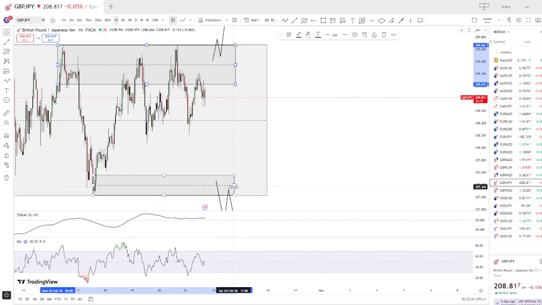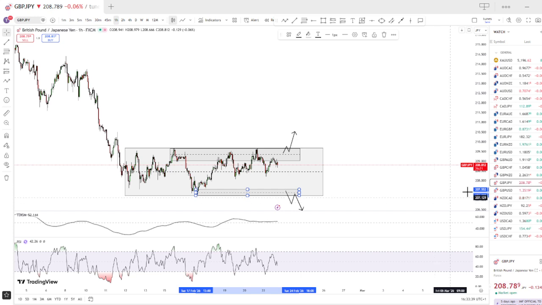So if I get to see reactions when price gets here, then definitely I might watch out for the buy. But if that gets invalidated, then definitely we'll see the sales happening from there. But that's it for GBPJPY.